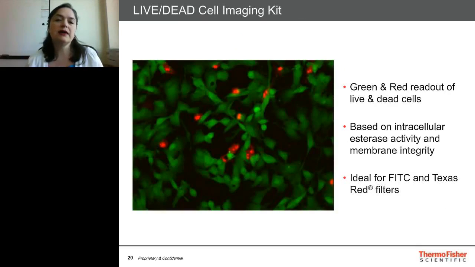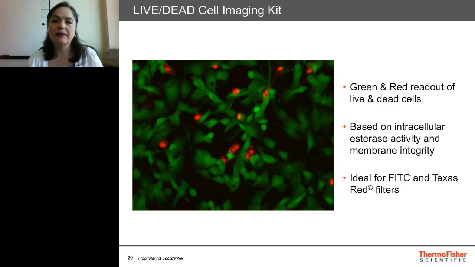So one thing that people run into problems with is that a lot of live/dead imaging kits don't fit into filter sets very well, because they're based on flow cytometry, which tends to have a different filter setup. But we do have one that's ideal for FITC and Texas Red filters, and you can see this beautiful image of green live cells. That means the enzyme is active in those cells, and so they're fluorescing green, and the dead cells, where the membranes are permeant to nucleic acid dyes, are showing up as those red nuclei.